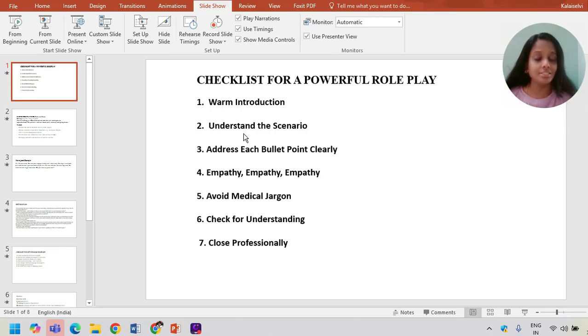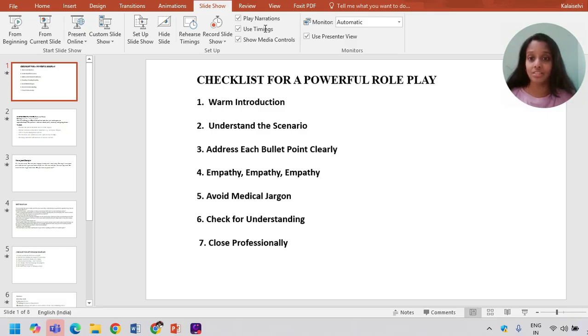The second one is understand the scenario. Don't jump into robot mode. Ask open ended questions in order to gather relevant information first and address each bullet point clearly. Treat each bullet point like a mini goal. Don't skip them, but blend them naturally into your conversations.